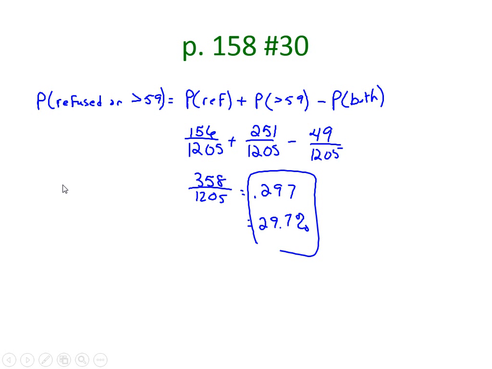Questions on what we're doing here? Questions on why we had to subtract off the 49? Those people were counted twice. Those people were counted in the refused, and those people were counted in the over 59. They're not that important that they get to be counted twice, so we had to subtract off those values that were already being counted twice. So your formal addition rule makes common sense when you really stop and look at what you've got going on with it.